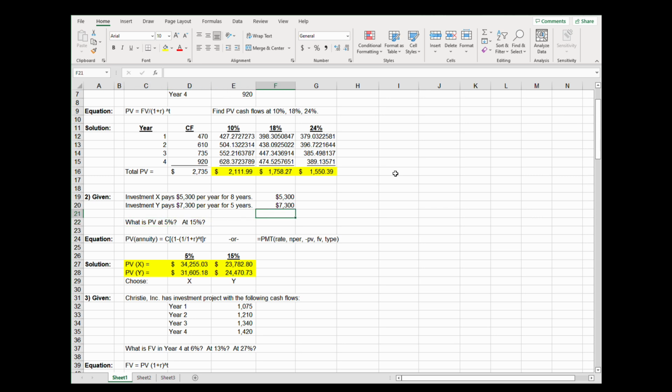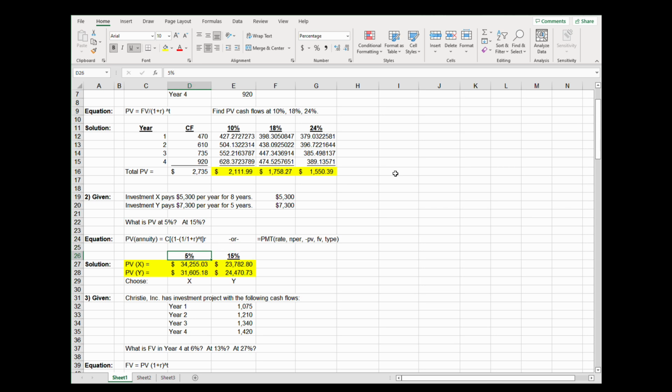So question number 1 is, again, do I have an annuity? 5,300, 5,300, 5,300, 5,300, 5,300 for 8 years. Yes, I do. Same as investment Y, 7,300 for the 5 years. Same amount each year. Now, question number 2, am I discounting back to today or am I compounding out to the future? The question tells me the answer to that. It says, what is the present value of these cash flows at 5%? So since I do have an annuity, the formula I will use is present value annuity. PV annuity equals C times 1 minus 1 over 1 plus R to the T, all of that over R.